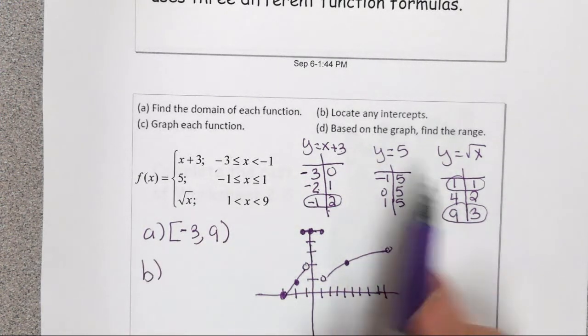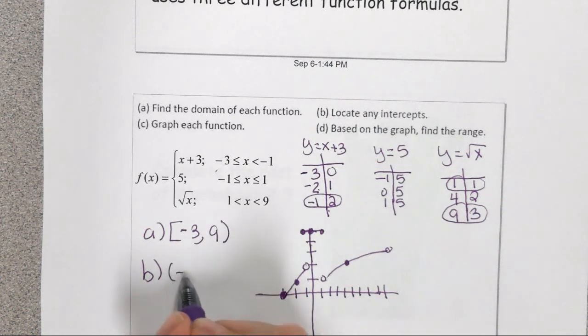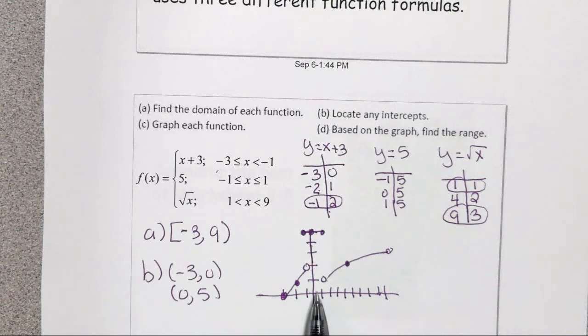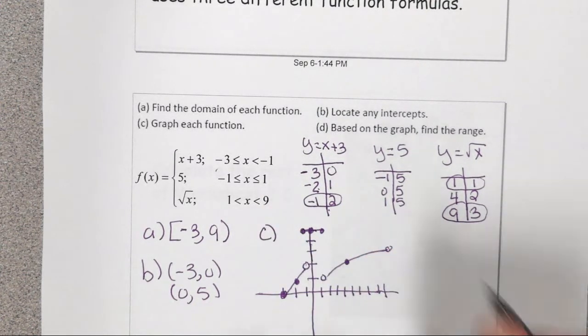B asks me to locate any intercept, so anywhere it touches the x or anywhere it touches the y. It touches the x right here at -3, 0. It touches the y at 0, 5, and that's it. C wanted me to graph it, so I can label that C.